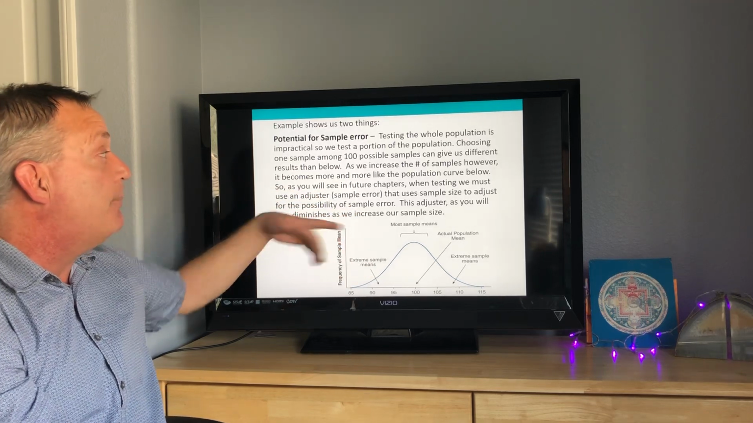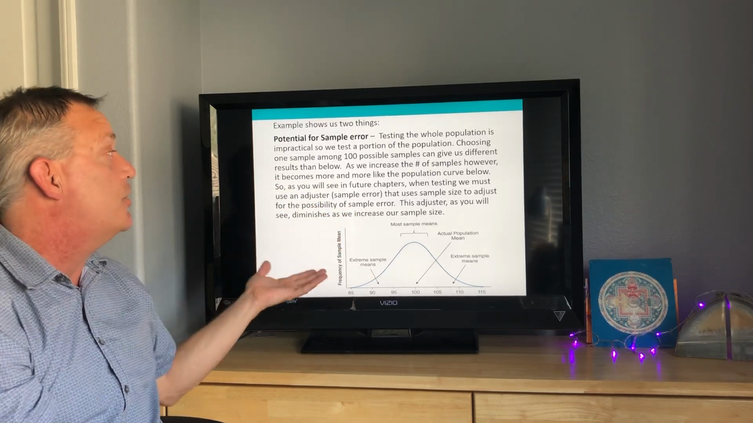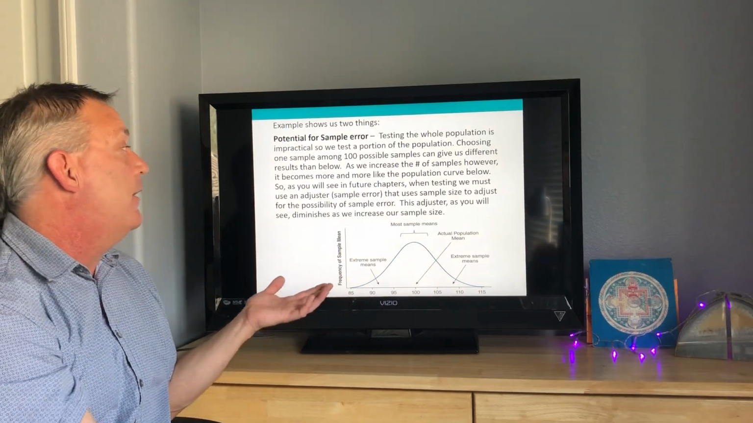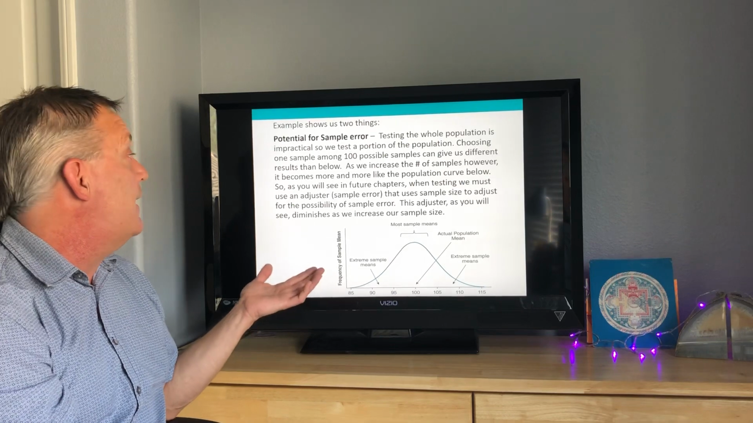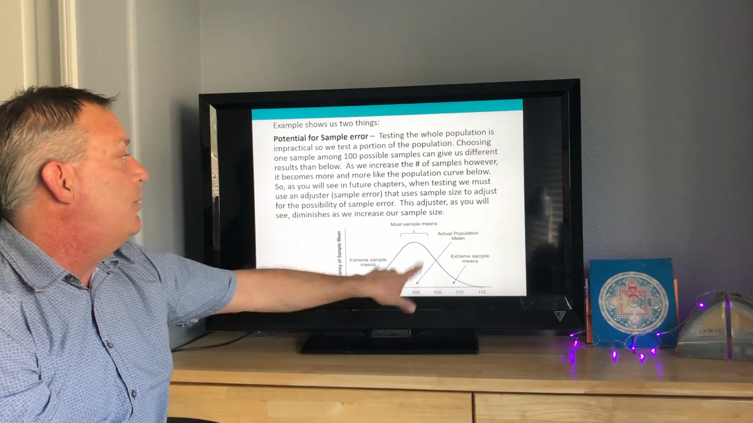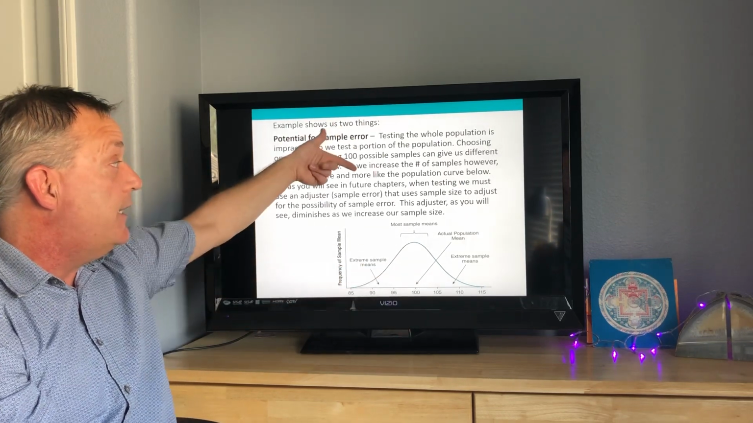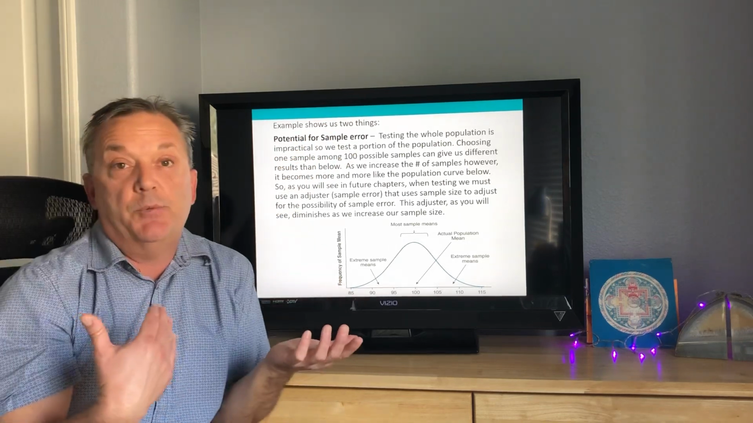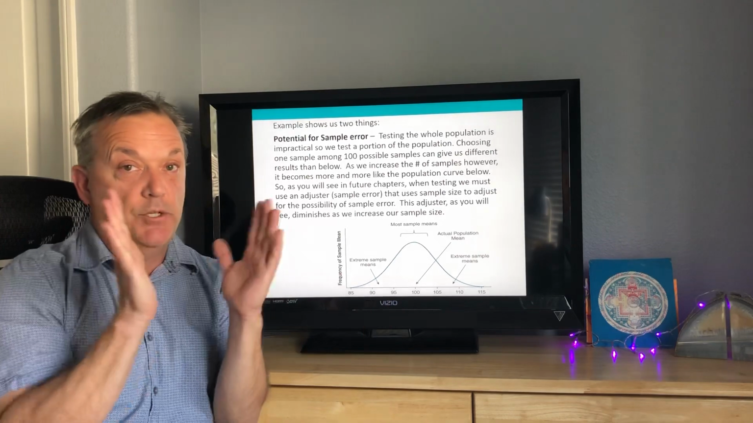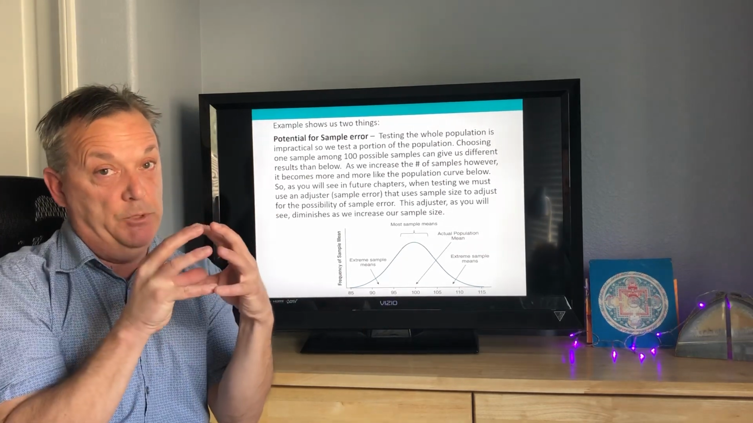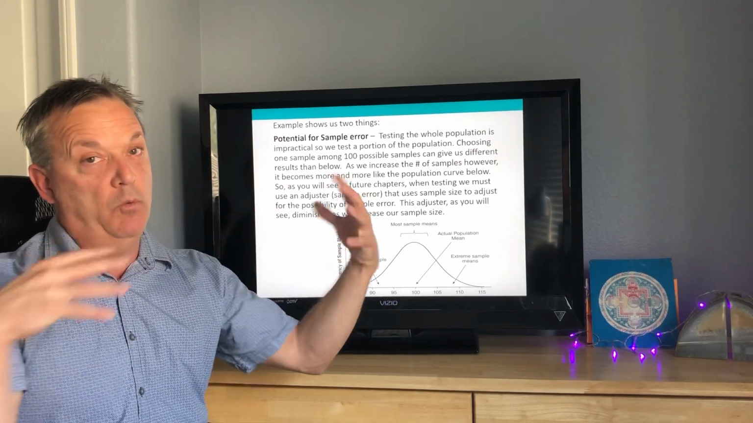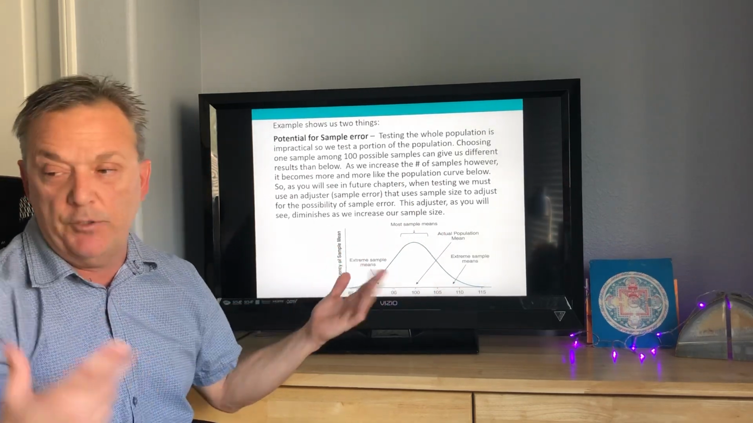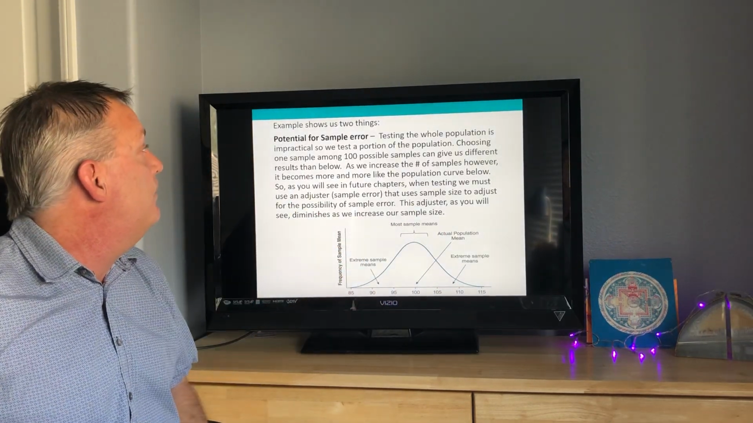So as you'll see in future chapters, when testing, we must use an adjuster, which is called the sample error, or standard error, estimated standard error. And this uses a sample size to adjust for the possibility of sample error. But as I just indicated right up above, this adjuster diminishes as we increase our sample size, because as we obtain more and more samples, what does it do? It looks more and more like the population, so we don't have to worry about sample error.